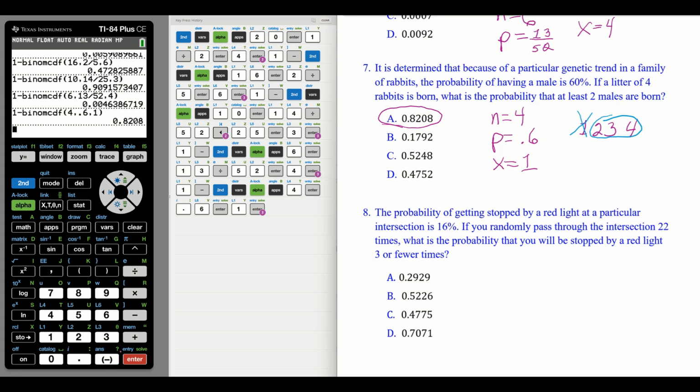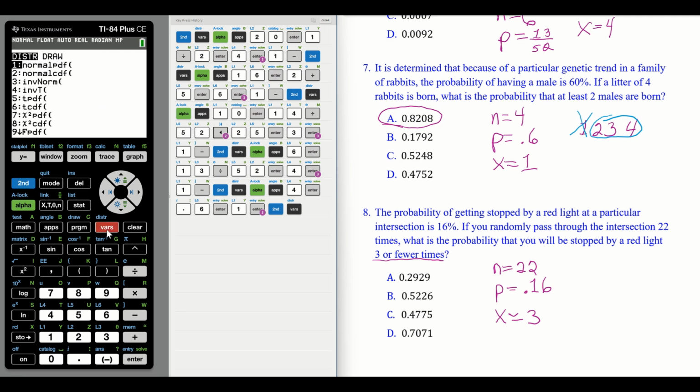Okay, so we know what P is. We know what N is, given as 22. And our probability is 0.16. X: stopped 3 or fewer times. We don't need to subtract because we're looking for 3 and everything that's less than 3. So X is 3. Okay, what's the probability of having to stop again? Okay, I think I would take a different street.